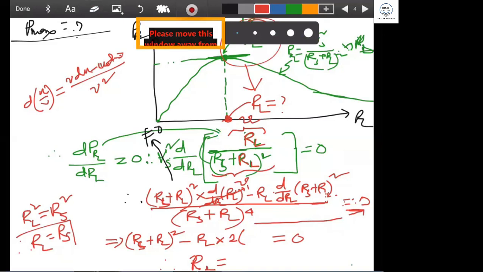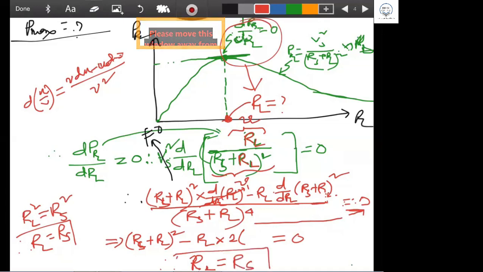Okay, now look, RL equal to RS. I'm not finding it. You all have to find it by yourself, because one girl found it, and I think everybody can find it by yourself. And this will be coming, and from there you can conclude that RL will be equal to RS.